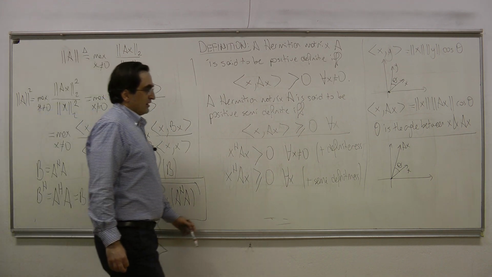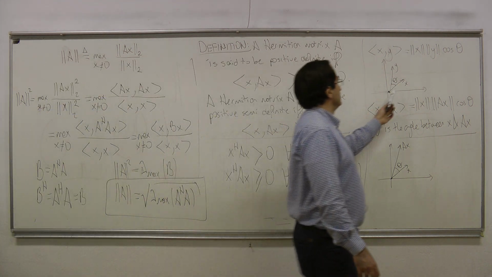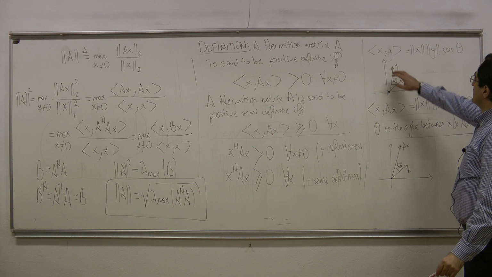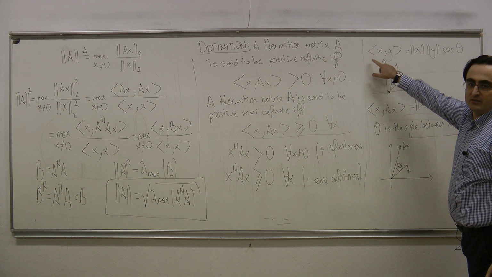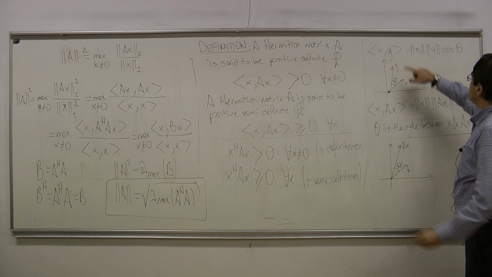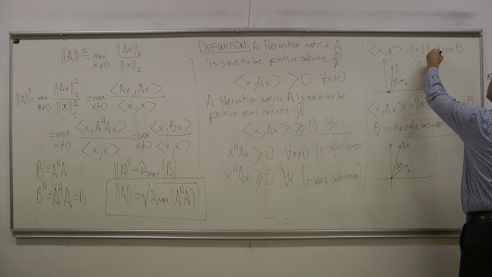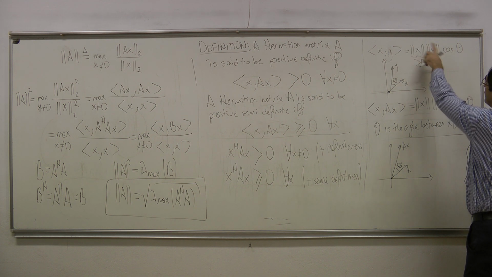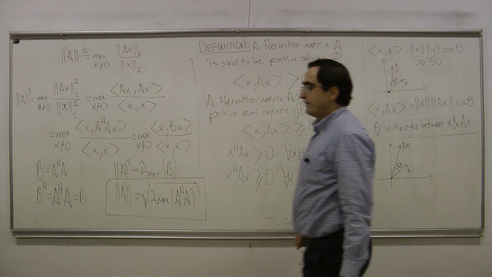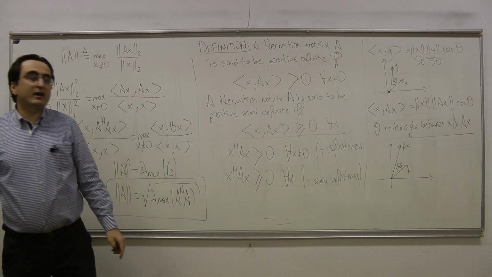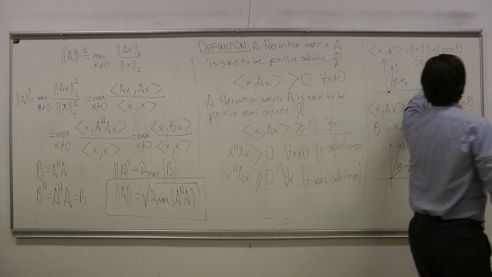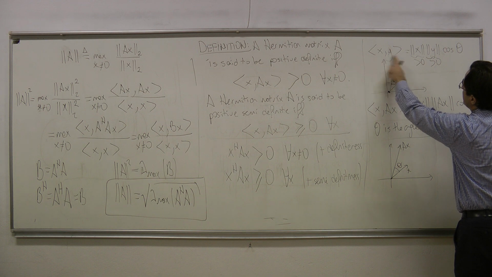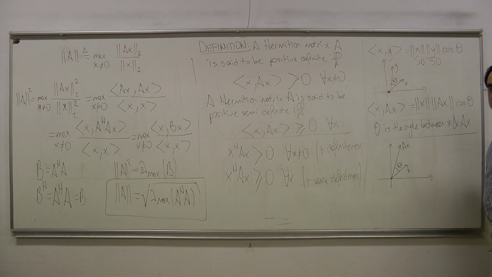Now, what does being positive for this inner product mean? If x and y are non-zero vectors, then these norms would always be positive. And then what would this inner product being positive mean?